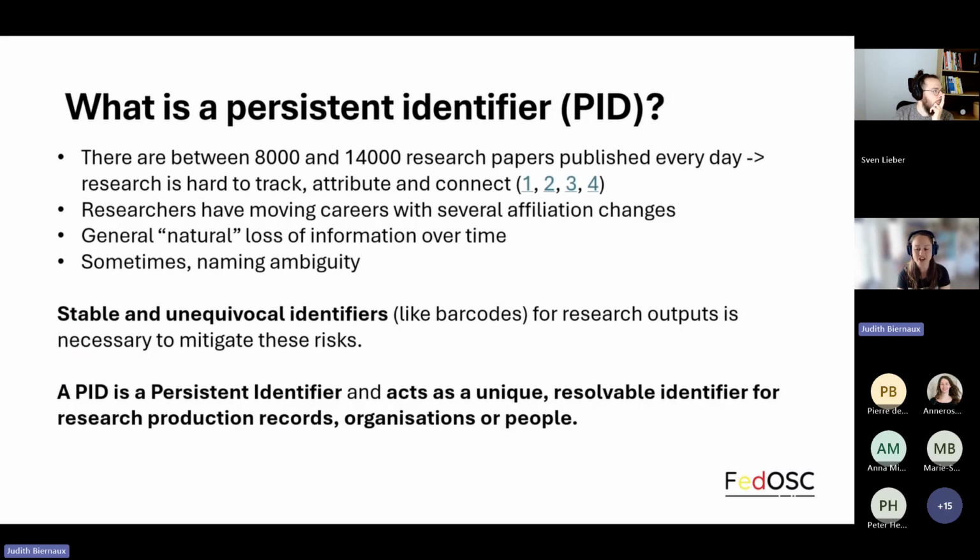Well, research is global, digital, and a little bit chaotic. According to different sources and different estimates, there are between 8,000 and 14,000 research papers published every day, which is astronomical. And so research can quickly become a little bit hard to track, to attribute correctly, and connect. This gigantic volume of papers can be a little bit hard to navigate.